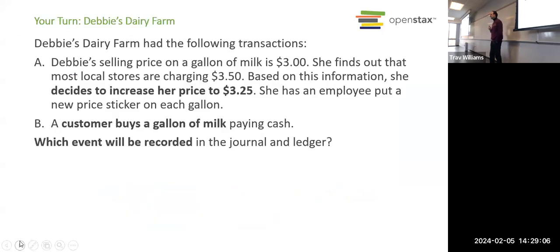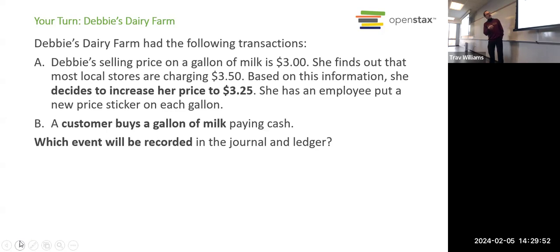Okay, we have these two transactions. Which of these two transactions will get recorded in the journal? Okay, the first transaction, this farm decided that they're going to raise their price on a gallon of milk. Would that get recorded into the journal? The fact that they've decided to raise their prices? No, because in the journal, we're recording every transaction, every sale, every purchase. If they make a marketing decision and change their prices, next time they make a sale, we are going to record that higher price, but they have to make the sale in order for us to record it in the journal. Okay.